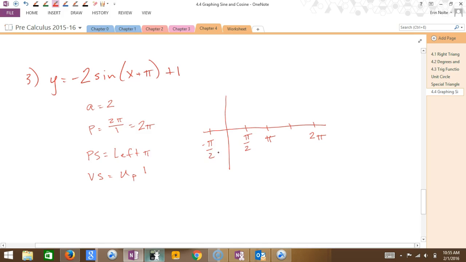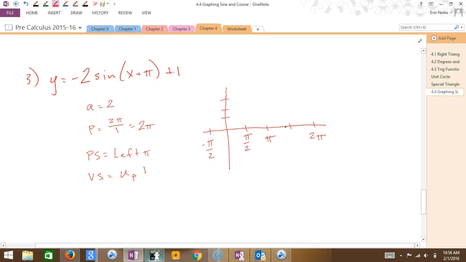Okay, and then for my amplitude, how high do I need to go? Okay, so I have some people who are thinking about my vertical shift too. Okay, so do you see that I do have an amplitude of 2? But if I have a vertical shift of up 1, see how I'm going to actually go up to 3? So I'm going to go to 3, so I'll draw 3.